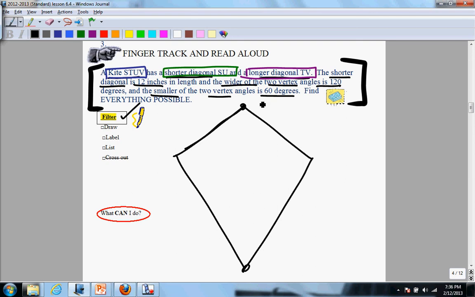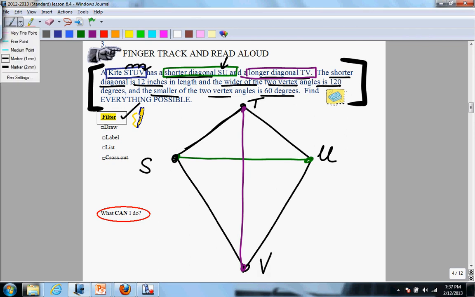There's our kite, and we have a shorter diagonal and a longer diagonal. The shorter diagonal has S in it, so we're going to start the S right here. And then we have to go in order like so. So S, T, U, V.